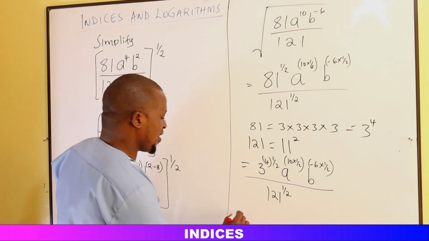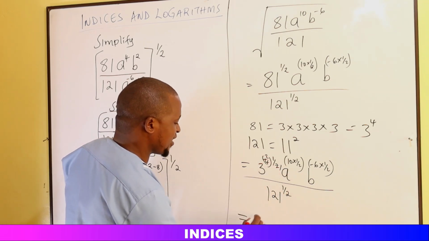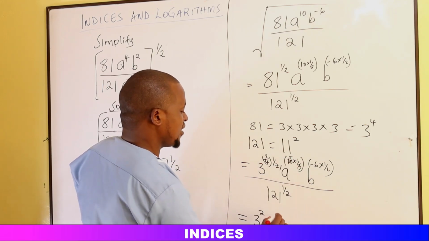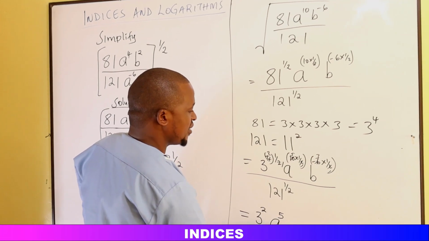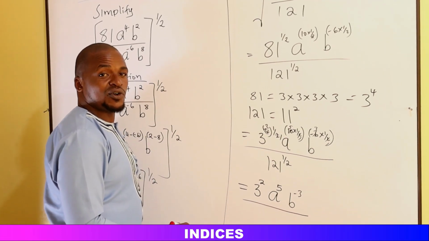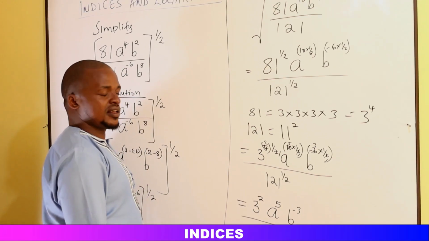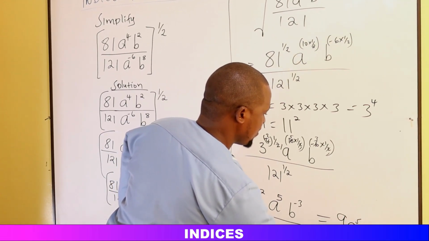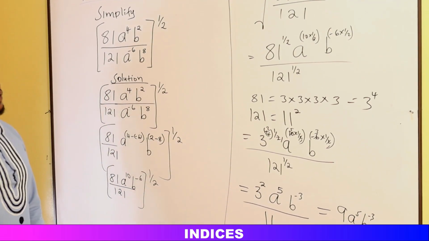So when you simplify, 4 divided by 2 is 2, so we are left with 3 squared. Then a to the power 10 divided by 2 is a to the power 5, and b to the power negative 6 divided by 2 is b to the power negative 3, over 121 raised to the power half, which is 11. Which will be 9 a to the power 5 b to the power negative 3 over 11. That is our final solution.